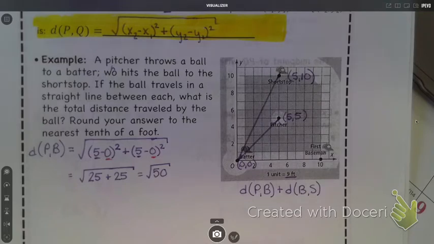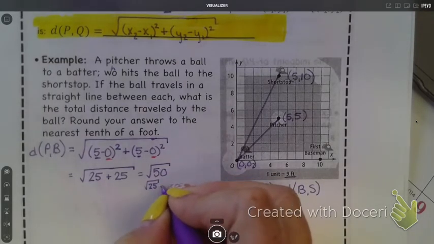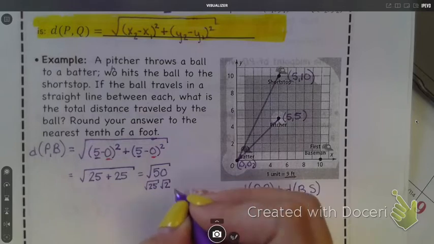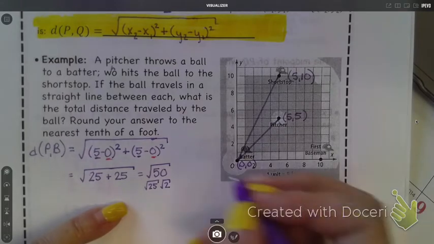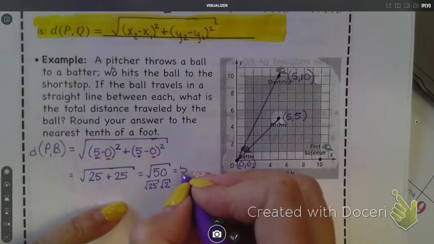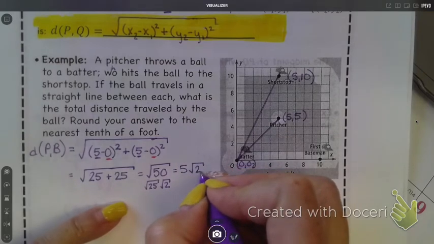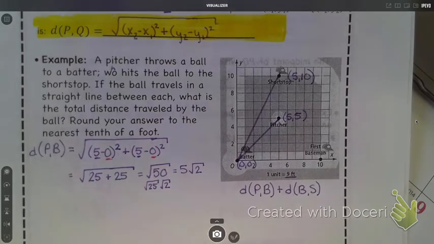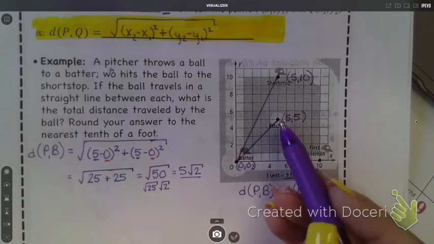Is 25 a perfect square? Yes. So I actually have the square root of 25 and the square root of 2. What is the square root of 25? 5. So I have 5 and the square root of 2. That's not a perfect square, is it? So we just leave 2. So we now have the distance from pitcher to batter, yes?